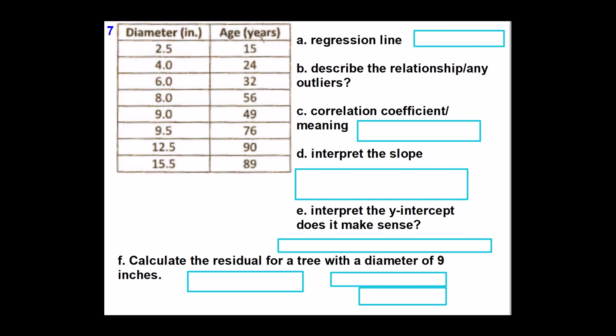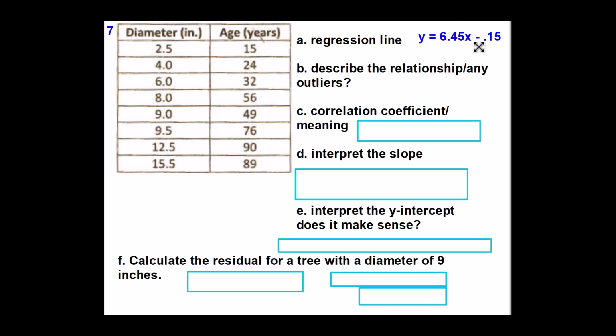Question number 7, we have a table. We're going to put that table into Desmos. I'm not going to do it for you. I'll let you practice it. Our x is going to be diameter in inches, and our y is going to be age in years. So if you get your information from Desmos, the regression line, rounding to the nearest hundredth, the slope is 6.45, and it's a positive slope.